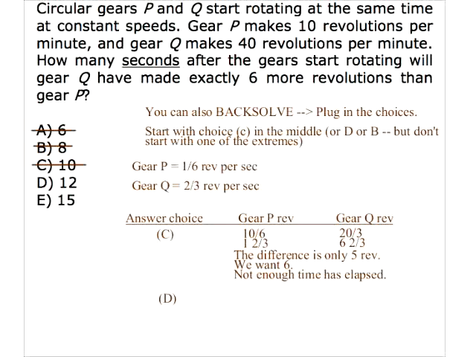So D, gear P revolution goes 12/6, which is 2 revolutions. Typo. And then gear Q goes 24/3, which is 8 revolutions. So the difference is 6 revolutions. This is what we want. So you can do that.